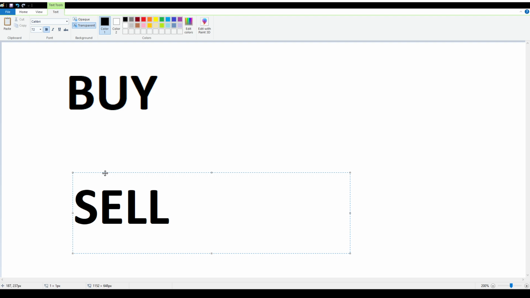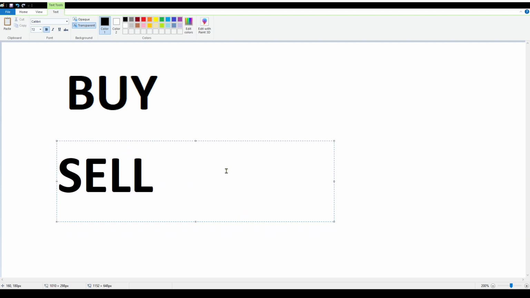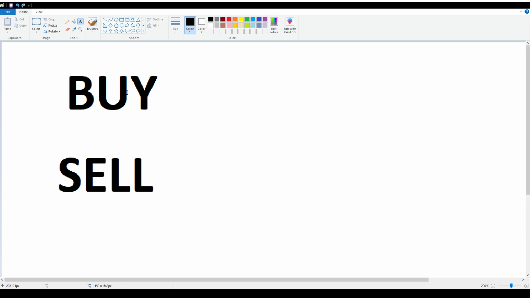So, what's the difference between the two, and what do these two actions mean? You have the option to buy and then you have the option to sell. Let's start with the buy option. What is this buy option?